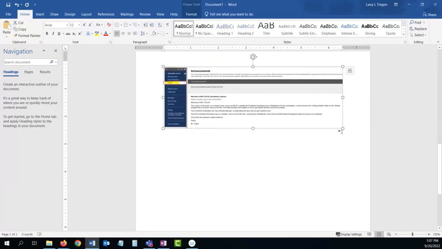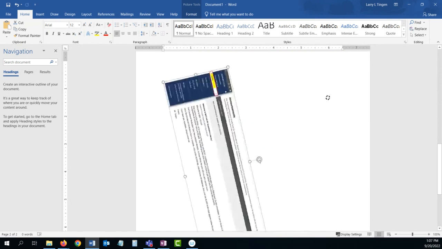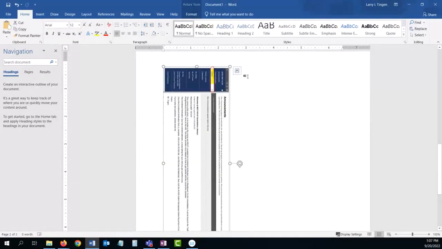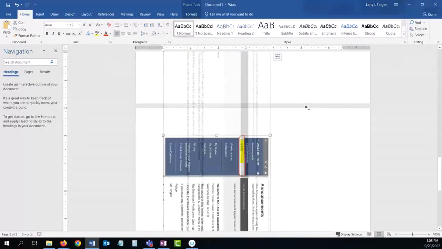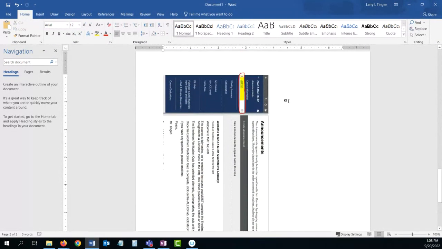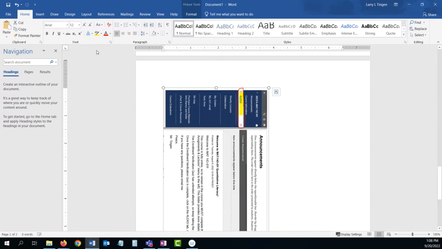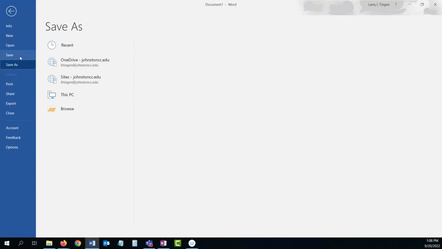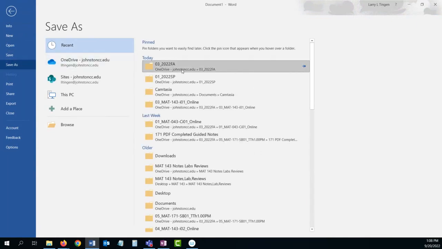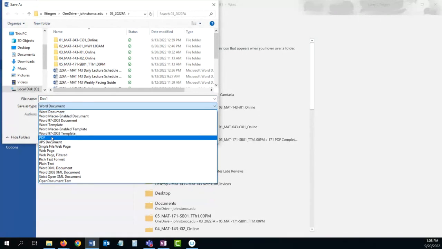Here's another image. Extend it so I can see it. And this one, I might even flip it so that the most reading can take place, and keep doing that until you've got all your work in there. And then when you're ready, just go to File, Save As, and you can change the type right there to PDF.